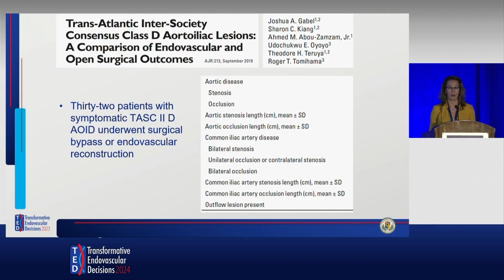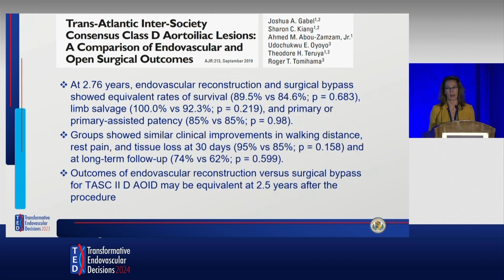So this group looked at the comparison of endovascular management of predominantly TASC C and D aortic occlusive disease, comparing this to open surgery, and they broke this down based upon the criteria seen to the right. And they demonstrated that at 2.7 years, endovascular reconstruction versus surgical bypass had equivalent rates of survival, limb salvage, and primary or primary assisted patency.